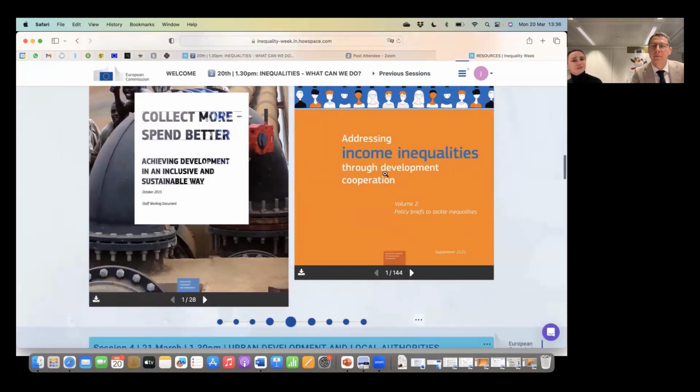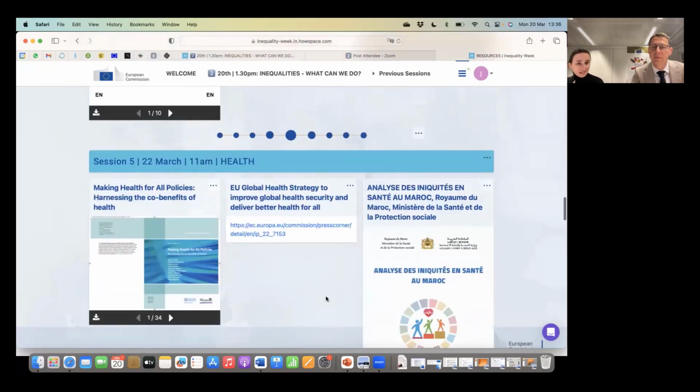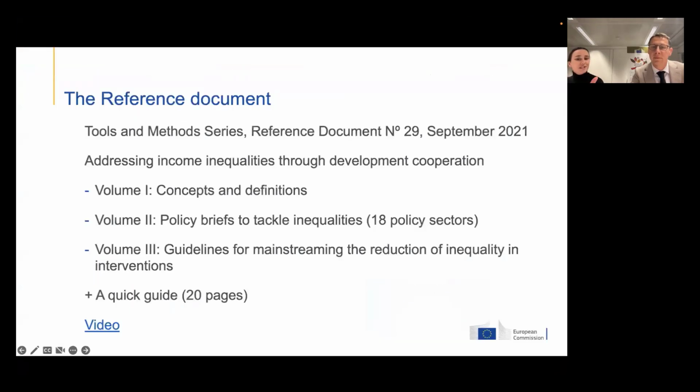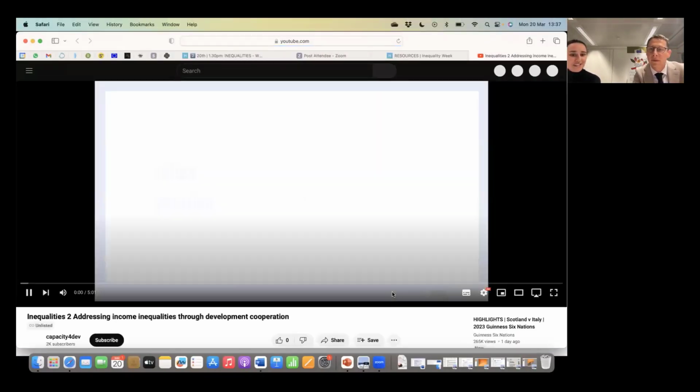You can find the reference document here, but you can also find it in our Capacity for Dev group. You can find the link to Capacity for Dev in the resource page of the space. And the reference document was published in 2021, so it's also publicly available. If you go to Google and just type reference document inequality, you will be able to find it easily. And now we can watch a short video.